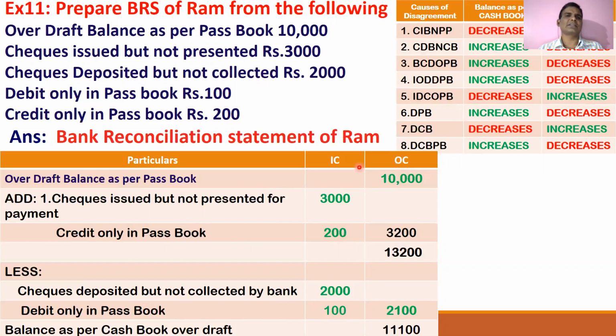So the simple thing is, as passbook OD balance is given, if passbook increases, add; if passbook decreases, less. So 10,000 plus 3,200 is 13,200, minus 2,100. So 11,100 is the balance as per cash book OD balance. Given is balance as per passbook, answer is balance as per cash book.